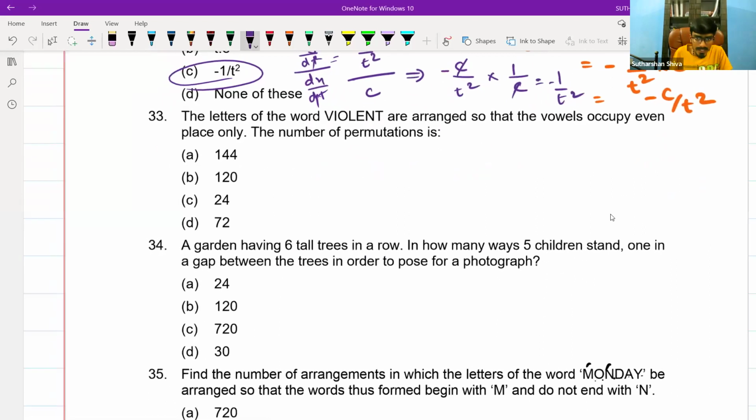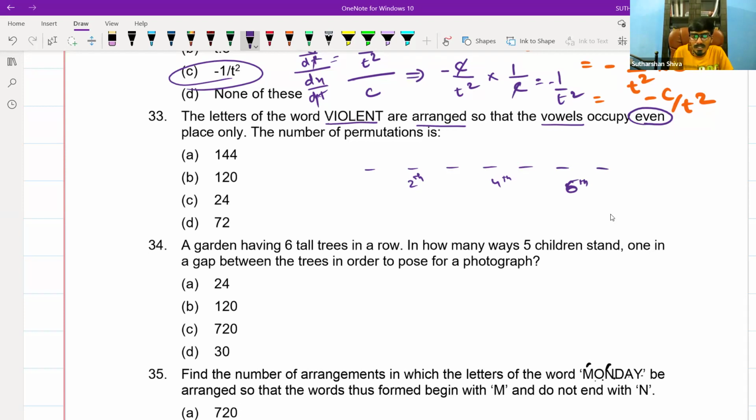Then 33 is from the permutation part. We can easily do it. The letters of the word violent are arranged so that the vowels occupy even places. They are given 1, 2, 3, 4, 5, 6, 7. 7 places are there. Even places are 2nd, 4th, 6th position. All the even positions we are saying. So it is 3. The vowels occupy.